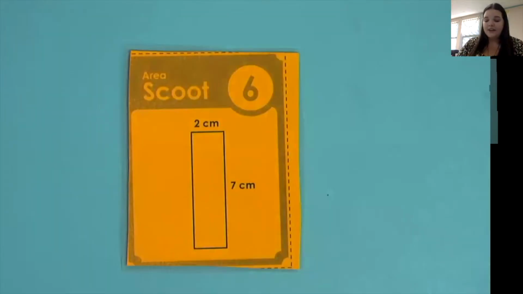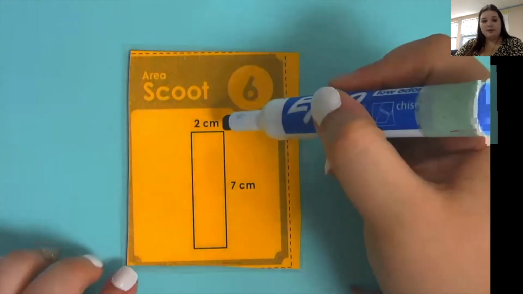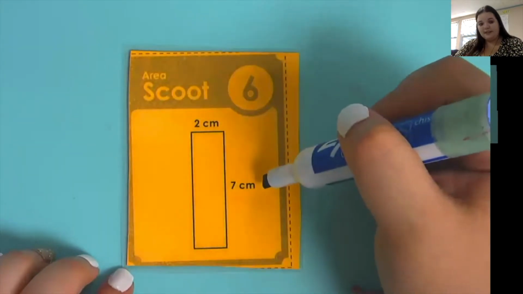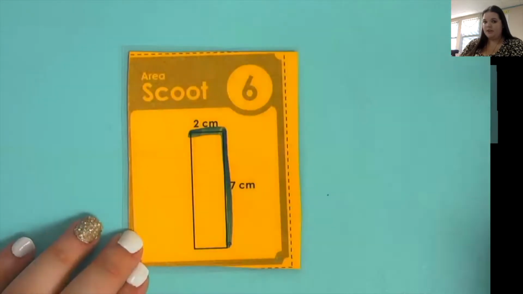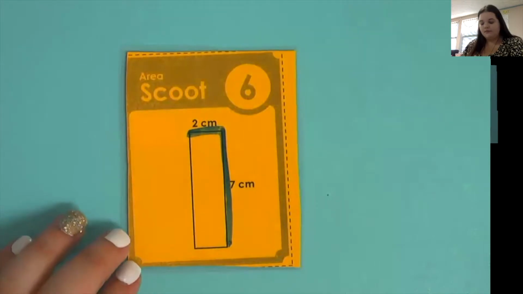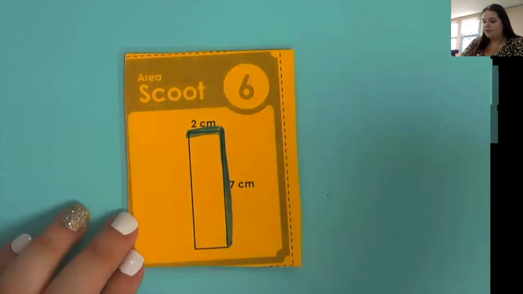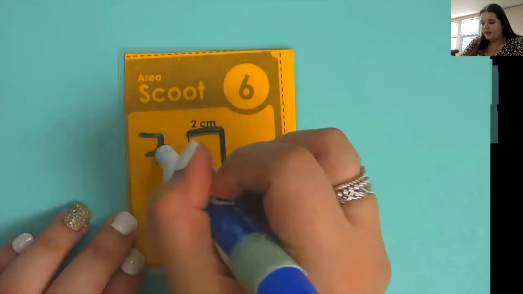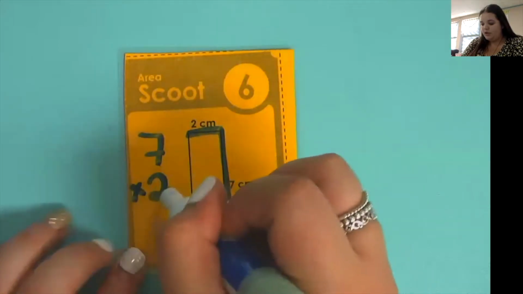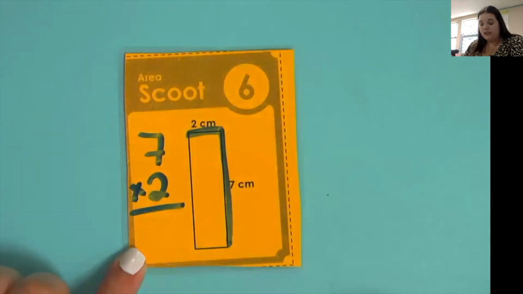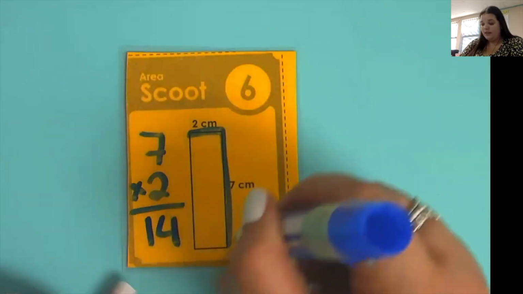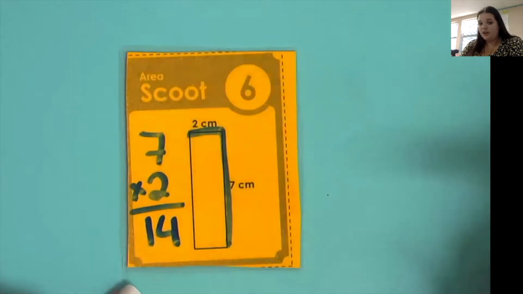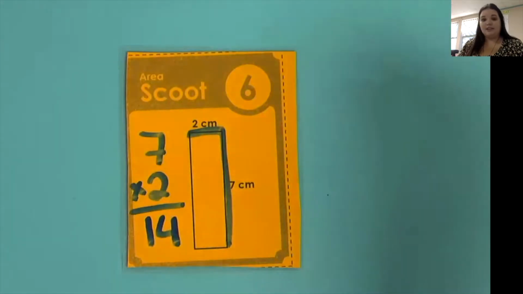Now, if I have this shape right here, we have 2 centimeters and we have 7 centimeters. So this is 2 centimeters and this is 7 centimeters. What do we have to do? 7 times 2, which is 14. So how many centimeters are in all? 14.